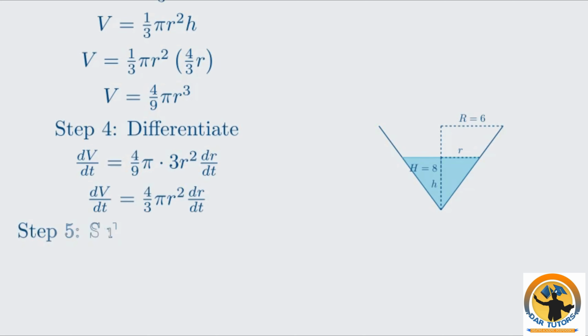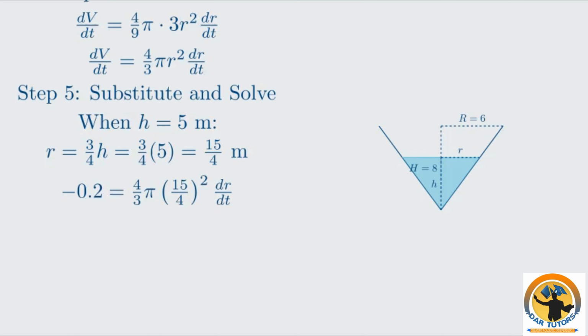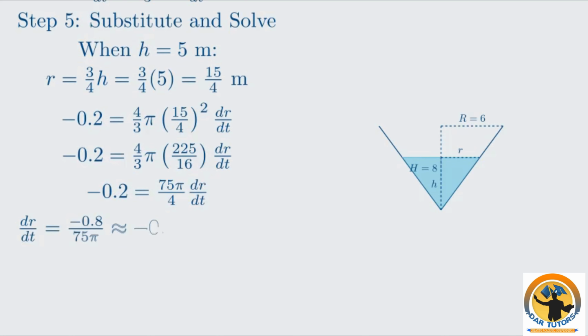Step 5. Substitute and solve. We need the value of r when h is 5. Using our similar triangles relationship, r equals 3/4 h. So when h is 5, r is 3/4 times 5, which is 15/4 meters. Now we substitute dV/dt and r into our differentiated equation. Negative 0.2 equals 4/3 pi times 15/4 squared times dr/dt. This simplifies to negative 0.2 equals 75 pi over 4 times dr/dt. Solving for dr/dt, we get negative 0.8 over 75 pi, which is approximately negative 0.034 meters per minute.